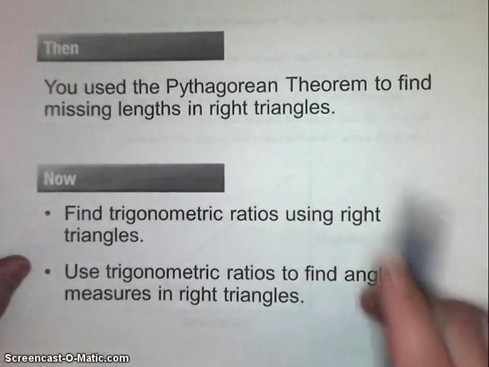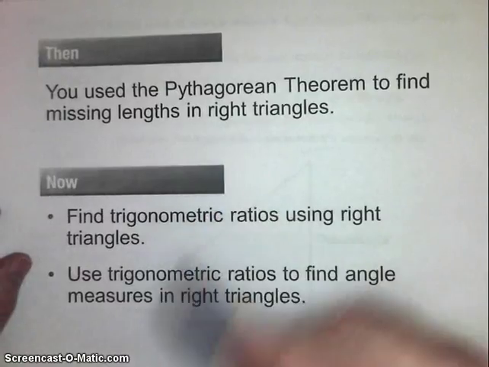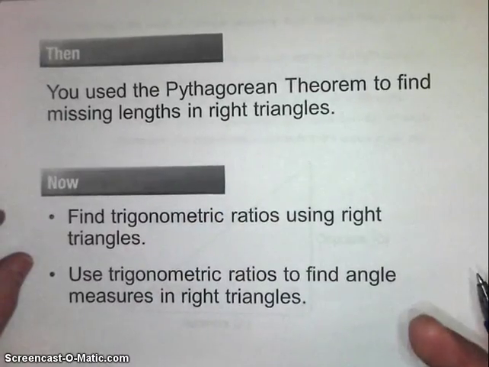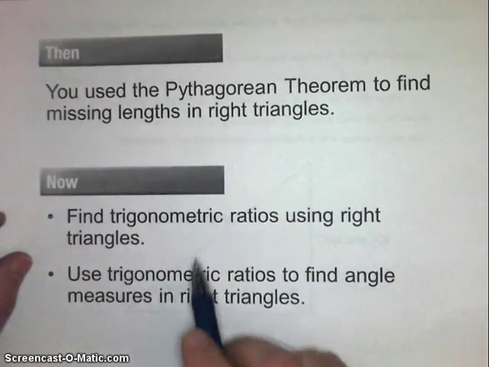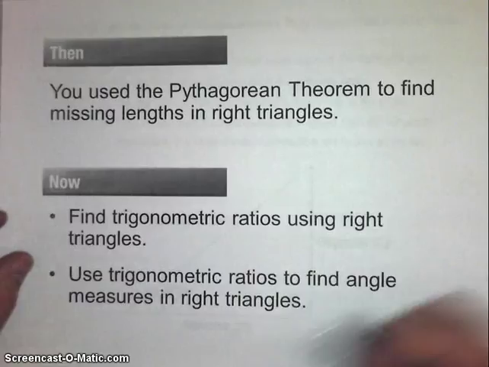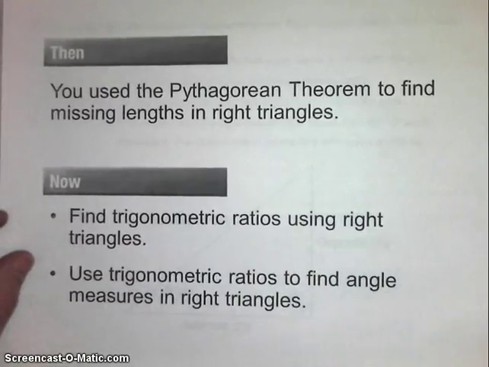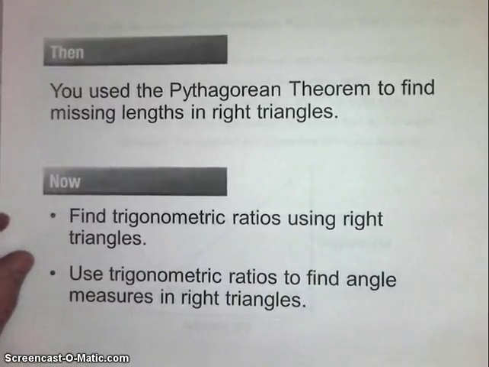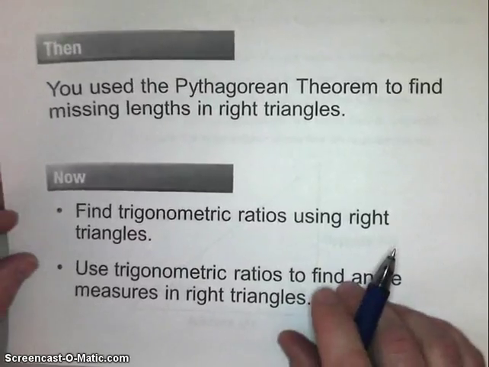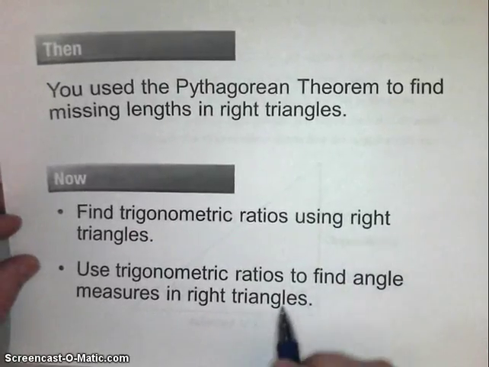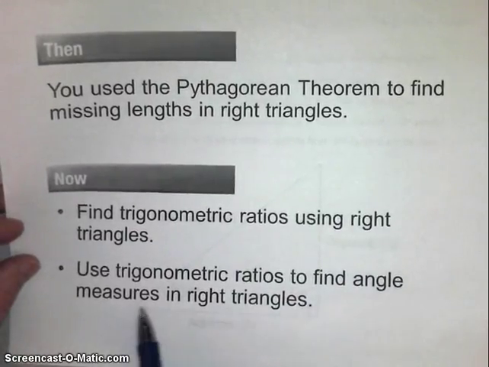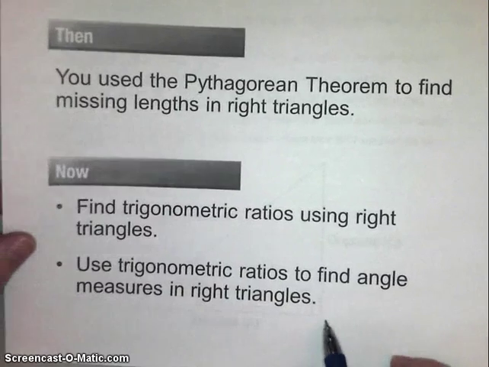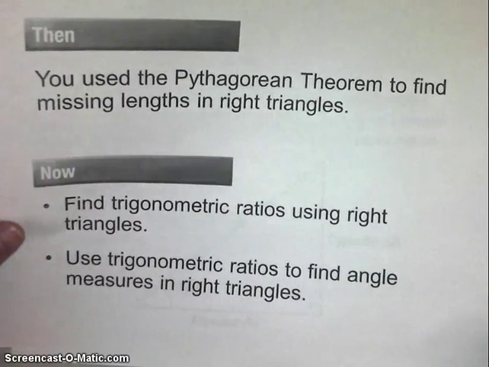Previously, we've used the Pythagorean theorem to find missing lengths in a right triangle, but we always had to know two of the three. Well, now I'm going to show you how to use trigonometry in your calculator, and we'll eventually be able to find those side lengths given less information about that triangle, like only one side and the angle measure. We still should be able to find that missing measurement. We'll also use trigonometric ratios to find angle measures in right triangles. We'll talk about how to do that as well.